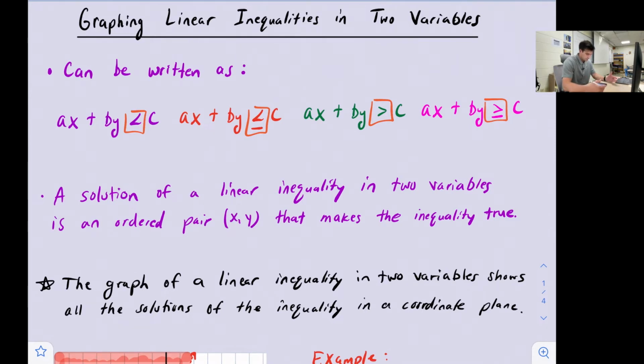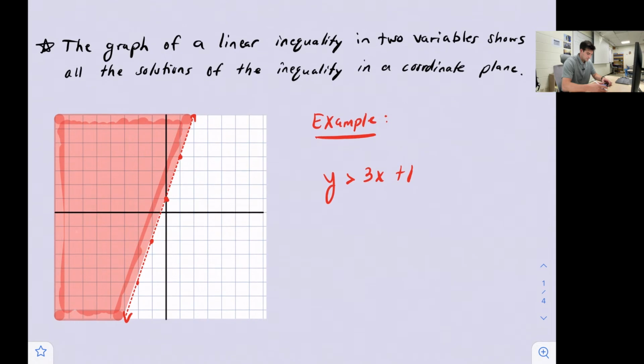A solution of a linear inequality in two variables is an ordered pair that makes the inequality true. Nothing's different there; we've talked about the word solution before. The difference between an inequality and an equation is that we might have many more solutions than those that are just on the line. The graph of a linear inequality in two variables shows all the solutions of the inequality in a coordinate plane, and this is what it would look like.